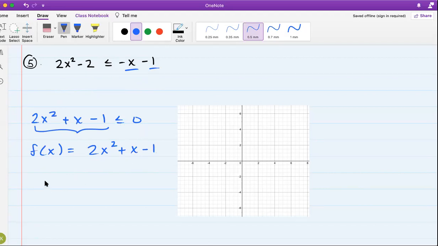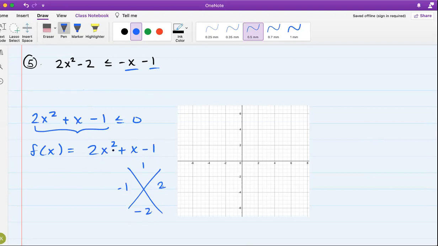To graph it, I'm going to try to factor it first, see if it's factorable. So to factor this, I'm going to draw an x. I need 2 numbers that multiply to give me negative 2 and add to give me 1. I think that would be negative 1 and 2. If you multiply these 2 together, you get negative 2. If you add them, oh, I want a positive 1, okay. So I get negative 2 when multiplying, and then I get positive 1 when adding. So these 2 numbers work.